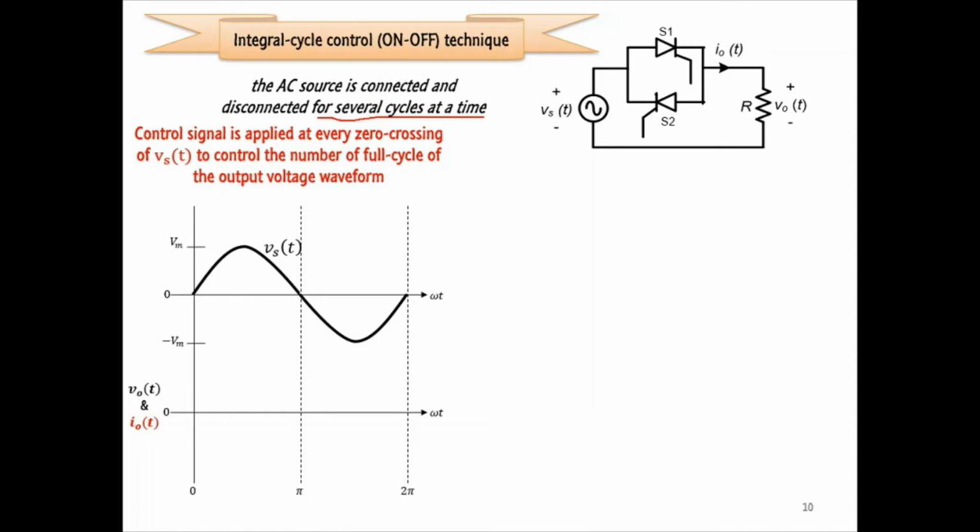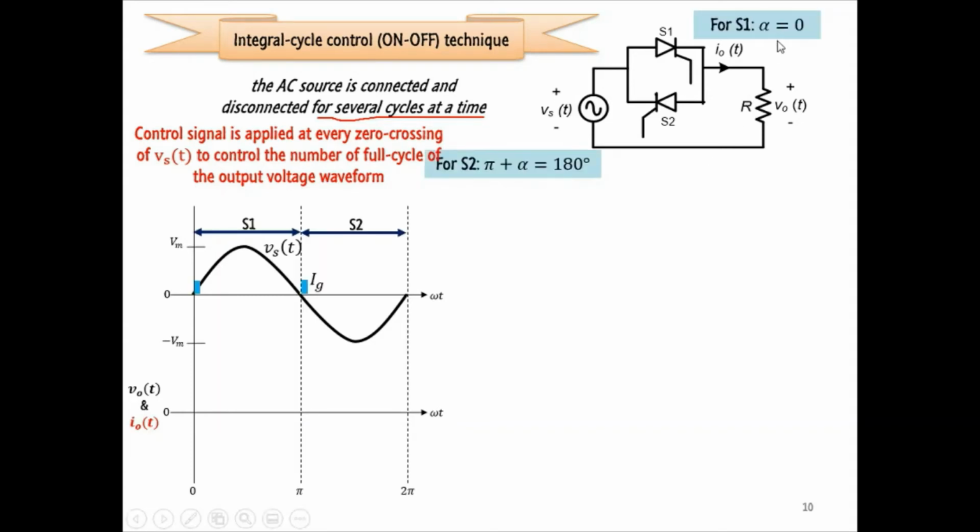As a result, the firing angle of S1 is equal to 0, and for S2, it is equal to 180 degrees. Based on these firing angles, the wave shape of the output voltage and current waveforms is a full sinusoidal.